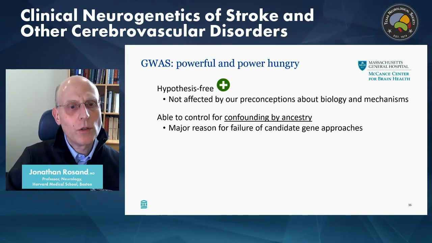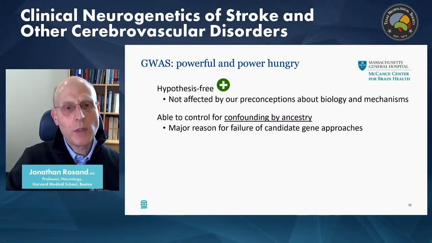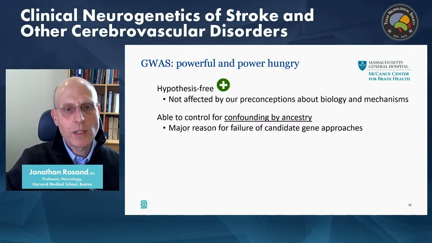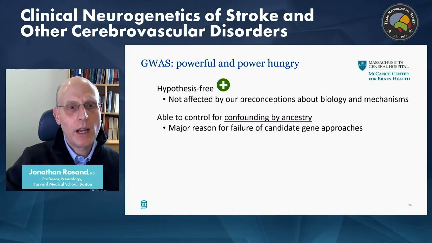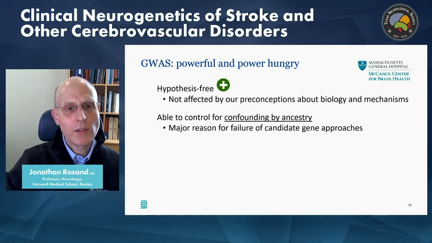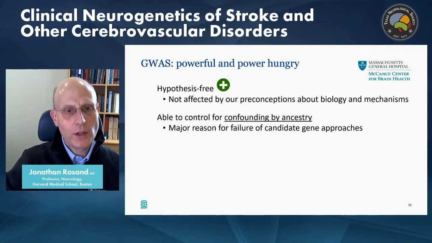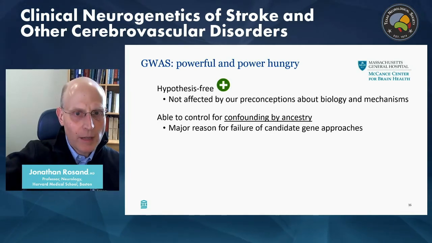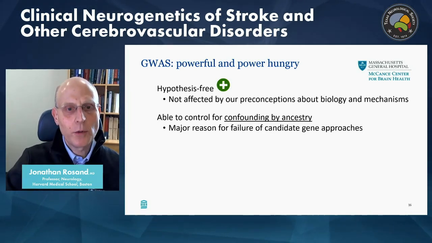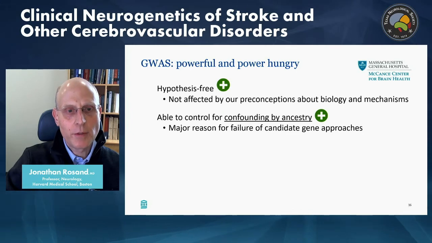Importantly, now we can control for confounding by ancestry because we can take advantage of the allele frequencies across the whole genome to assign individuals an ancestry, and that allows us to control for those differences I showed you earlier, where you have a higher frequency of an E4 allele, for example, if somebody is from Northern Europe as opposed to Southern Europe. So now we can get around the failures of candidate gene approaches.